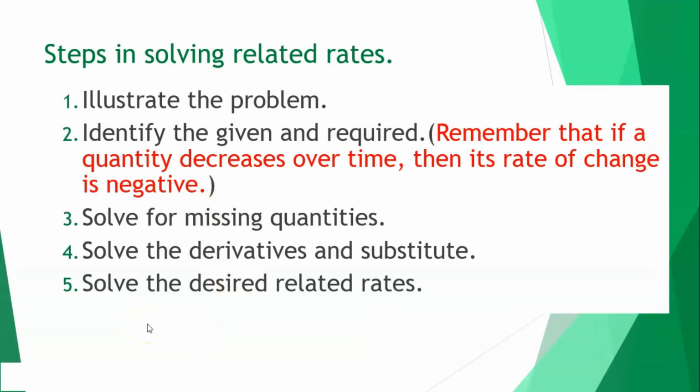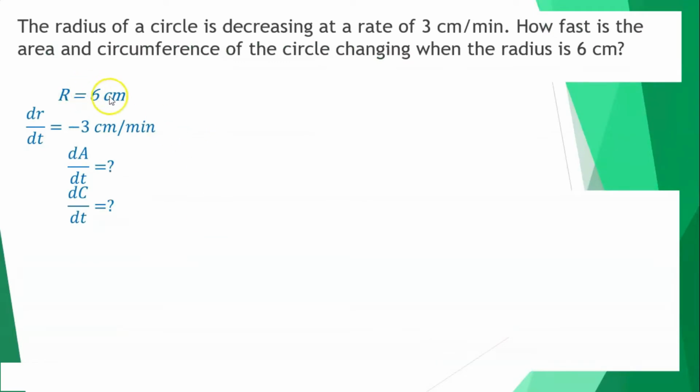So let's have the first problem. The radius of a circle is decreasing at a rate of 3 centimeters per minute. How fast is the area and circumference of the circle changing when the radius is 6 centimeters?